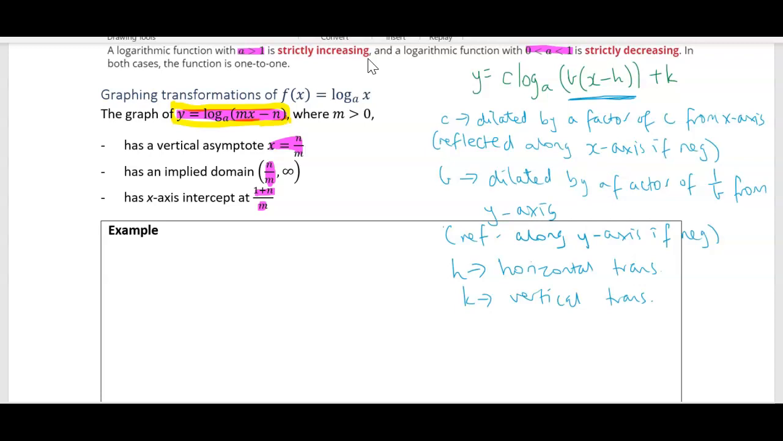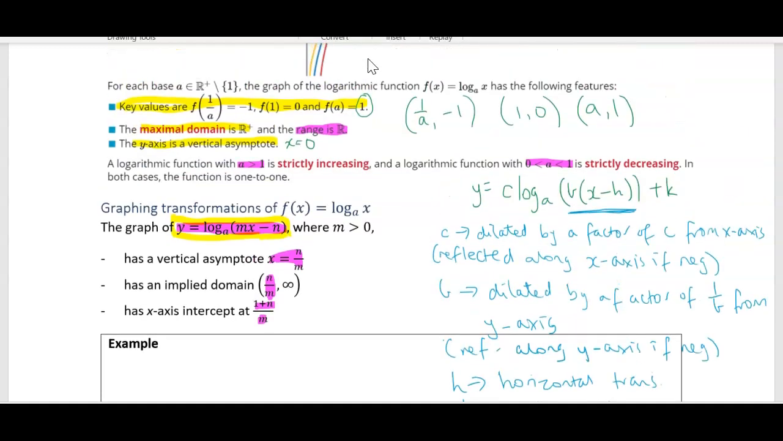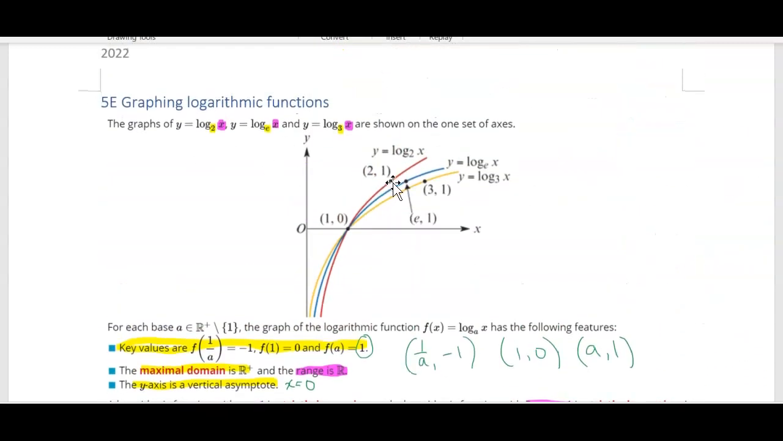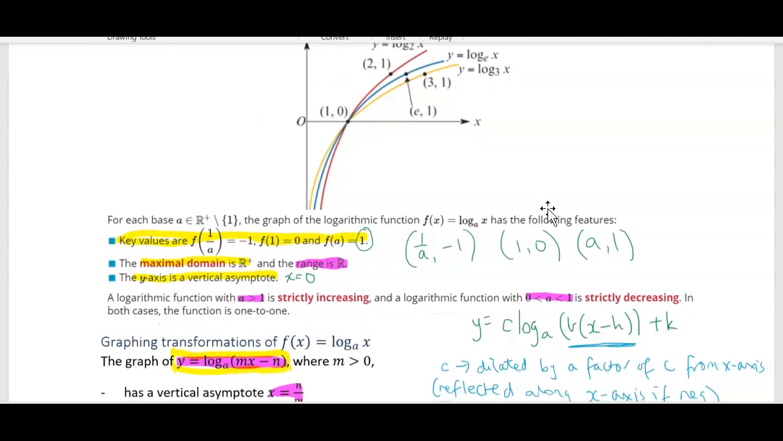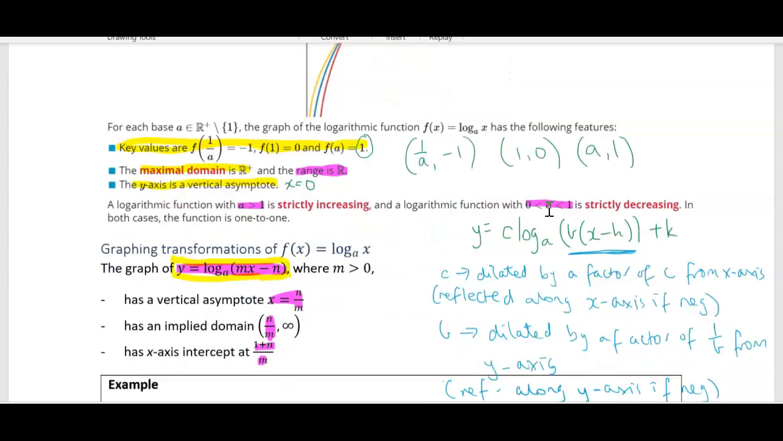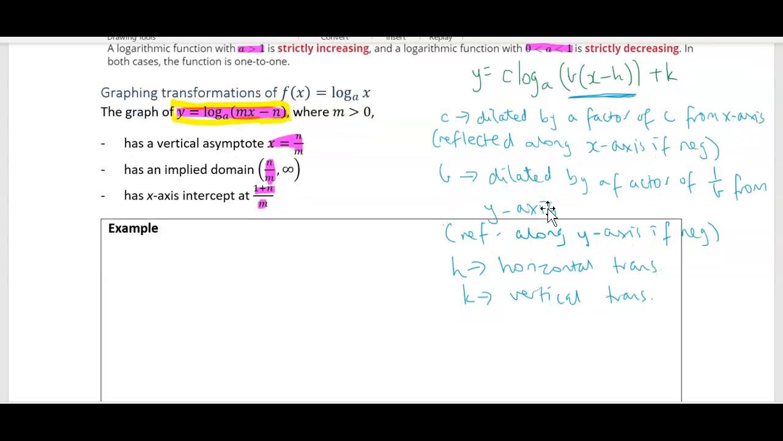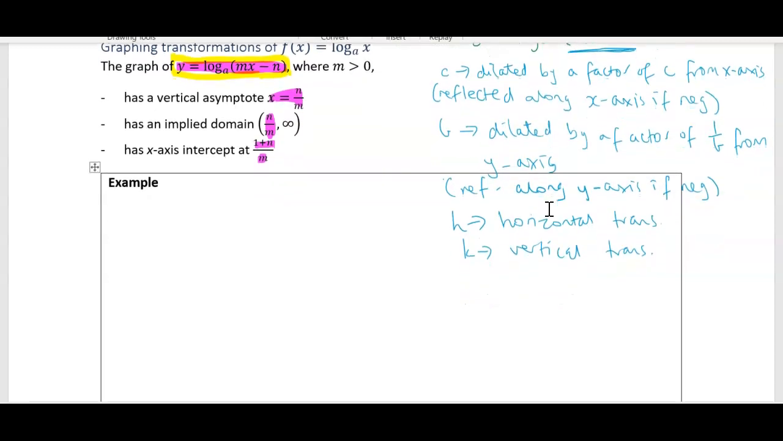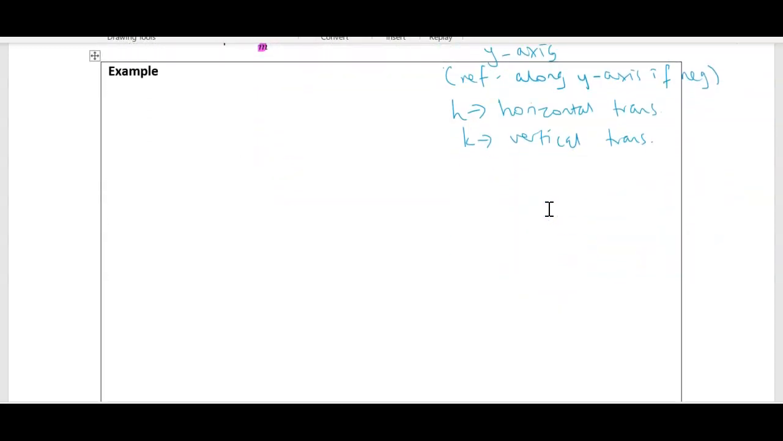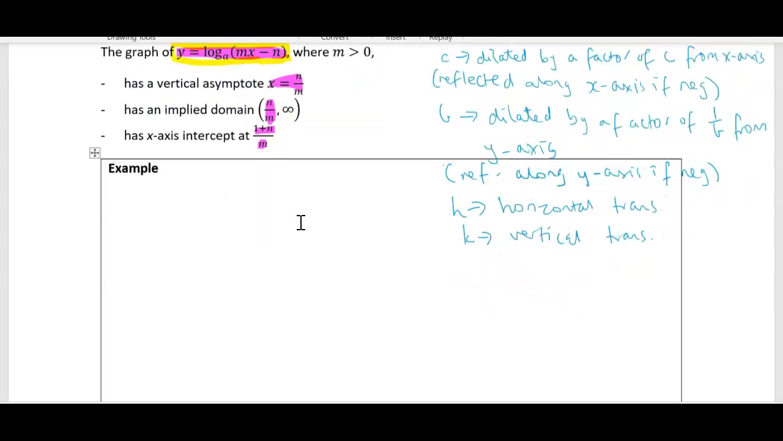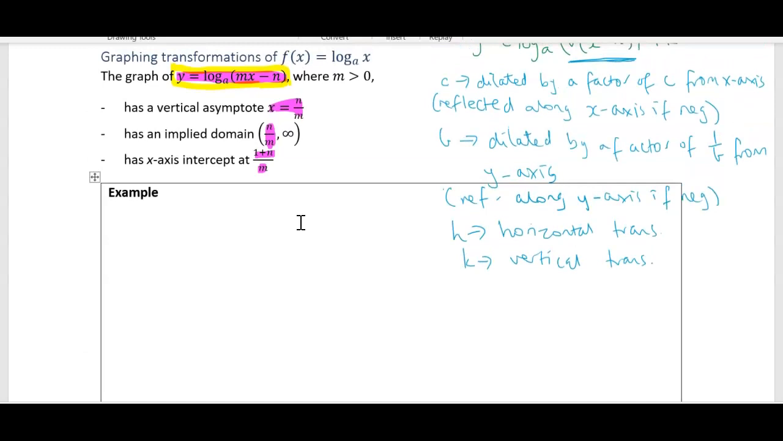Now your base A, it doesn't really affect your transformations. Well, I shouldn't say it doesn't affect it. We're not going to look at that just yet. We're just going to look at going from a log base E graph to a log base E with a dilation, so you're going to have the same bases. Which would make sense when we do some examples. I'll do an example here, sorry.